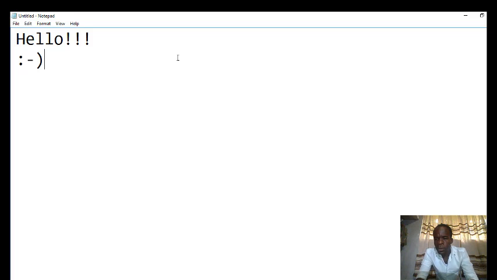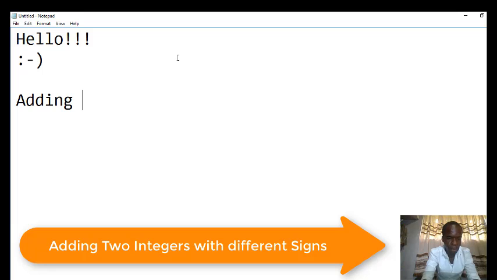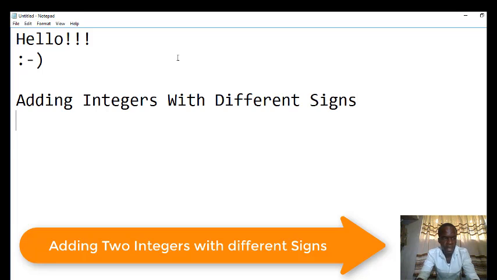Today, we are going to continue with our integers, our best friends. Last time we talked about adding integers with the same signs, and today it will be about adding two integers with different signs.